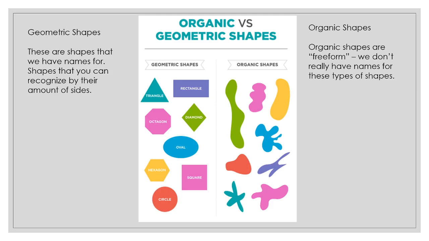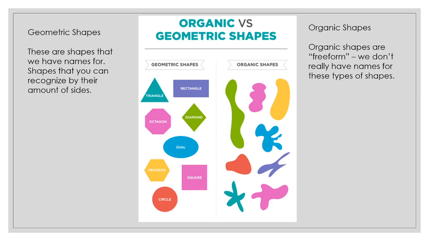What is the real difference between organic and geometric shapes? Geometric shapes are shapes that we have names for, shapes that you can recognize by their amount of sides. So a triangle has 3, a rectangle has 4, 2 long sides, 2 short sides. An octagon has 8 sides. An oval is a kind of elongated circle. A circle doesn't have any sides, or only has one side, I guess you should say. And some artists do consider it organic. I consider it geometric. I won't quiz you on that though, so don't worry.